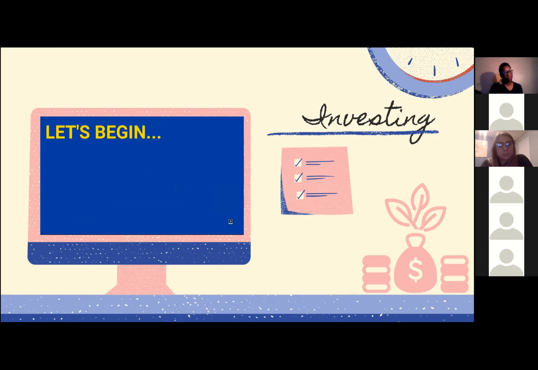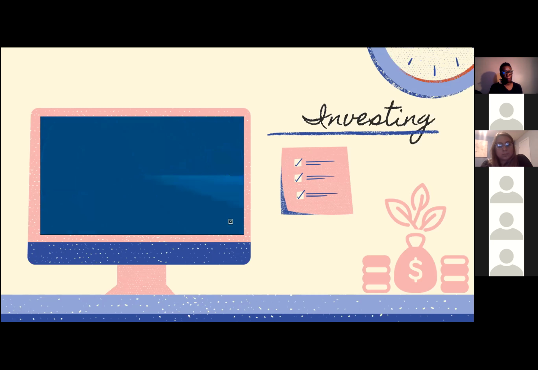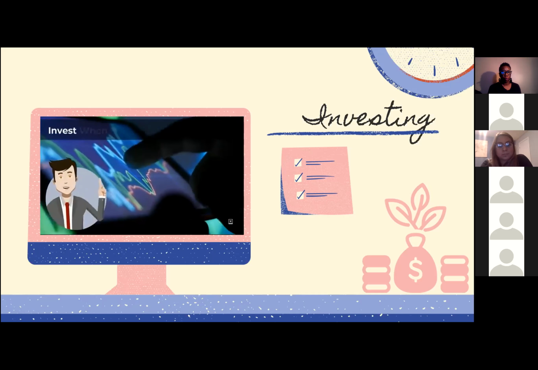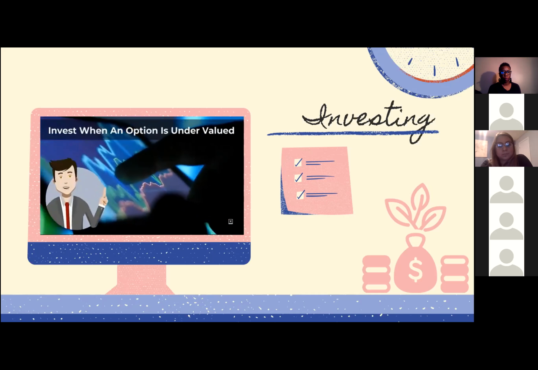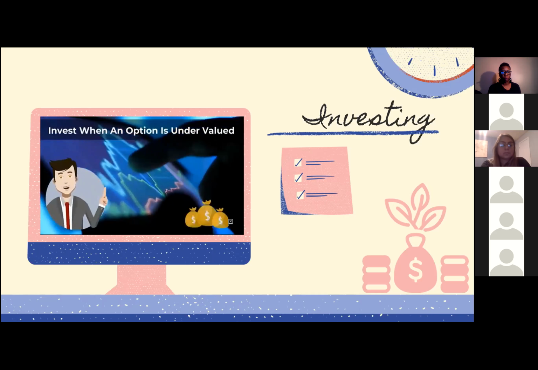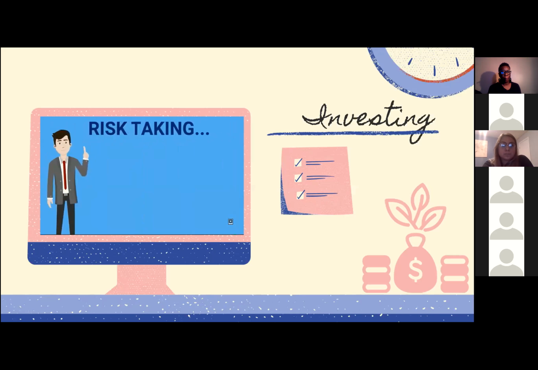Now let's begin. We're going to start off here with number 1, the golden rule of investing. The rule states that you should never lose money. This rule was created by the investment guru Warren Buffett, who has amassed a fortune of wealth by applying this rule. The best way to do this is by investing at attractive prices when an option is undervalued. By doing this, you will be paying less than the real price, which could later earn you some serious money when normalcy resumes. As much as risk-taking is great, make sure you only take calculated risks.